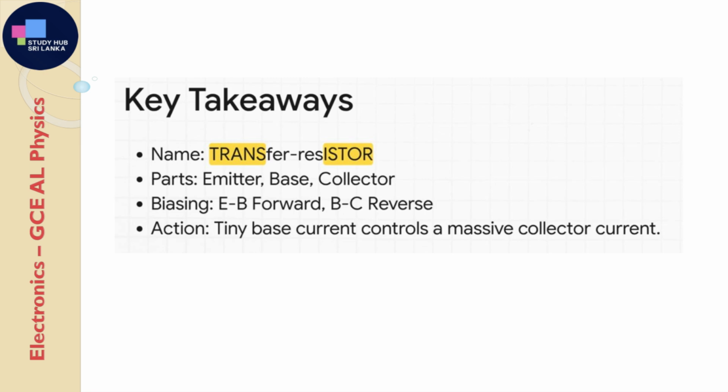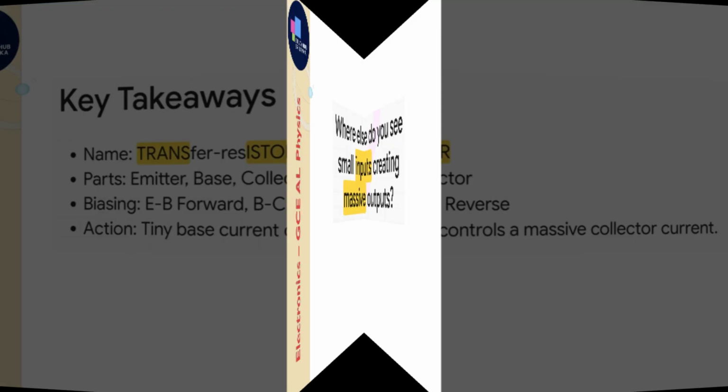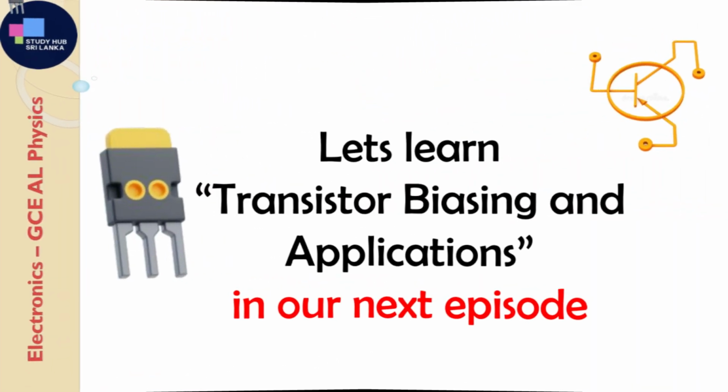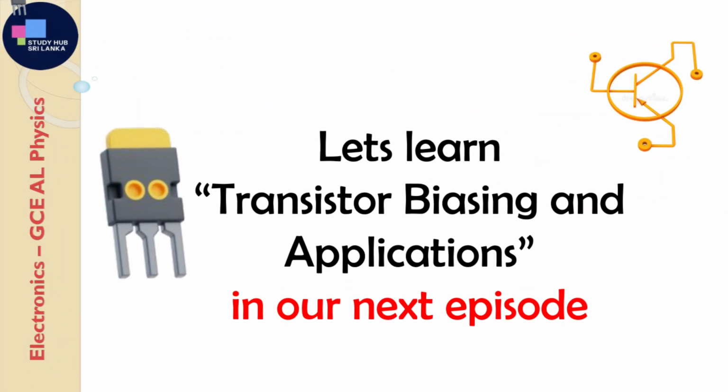So there you have it. The transistor is just this beautiful, elegant example of how a very small, very precise input can control a massive output. Now that you get the basic idea, I'll just leave you with this final thought. Where else in life, completely outside of electronics, do you see that exact same powerful principle at play? Think about it.